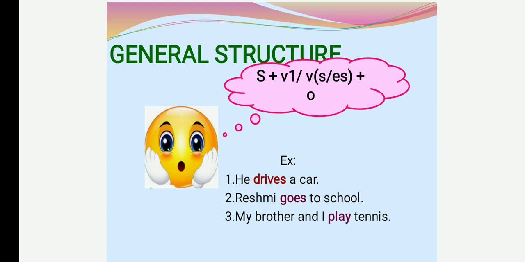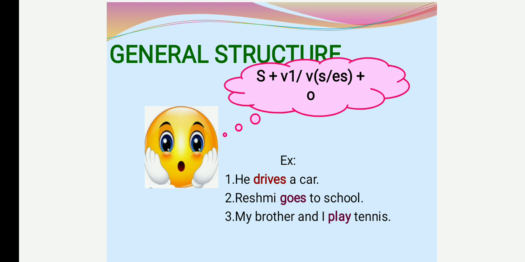And next, the third one, my brother and I. That means here I am speaking about two subjects. So we are going to use only the root form of the verb. My brother and I play tennis. They play, they eat, we swim, they swim, you swim, I swim. So when we have a plural subject or first person singular, in simple present tense, we are going to use only the root form of the verb.